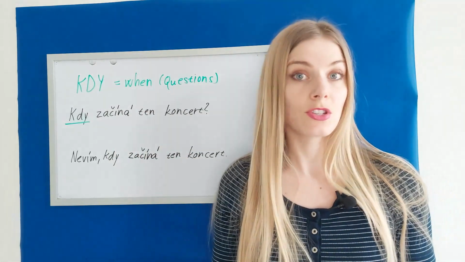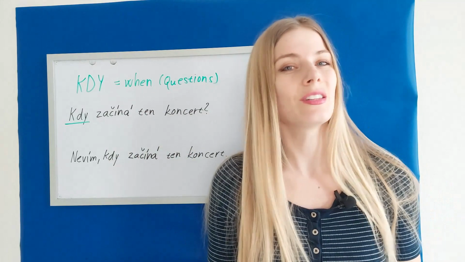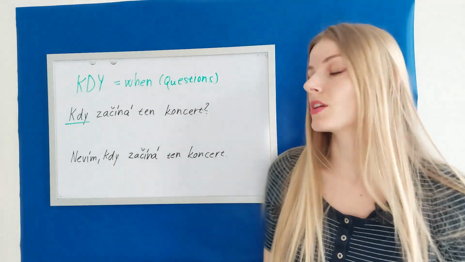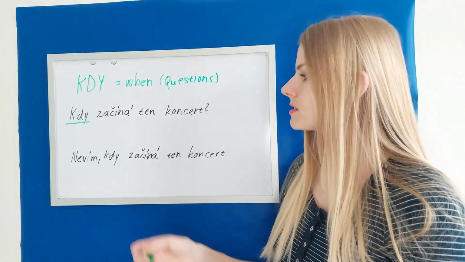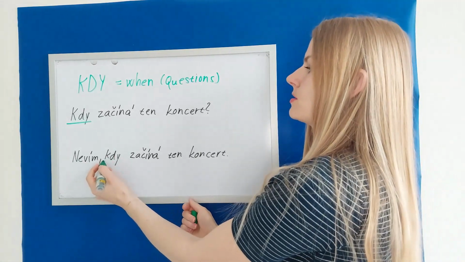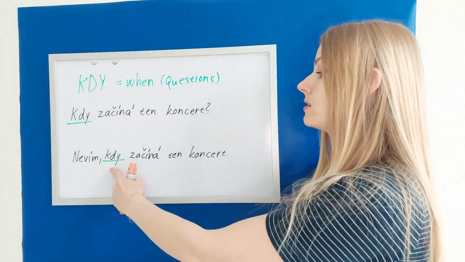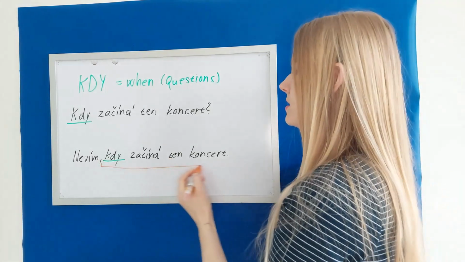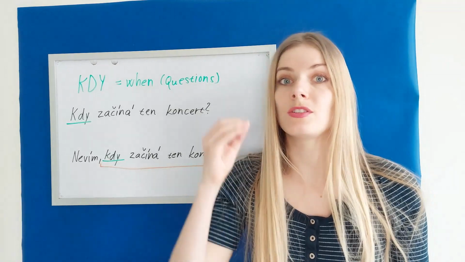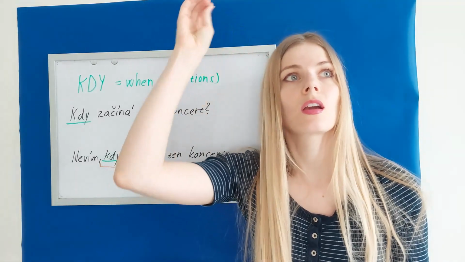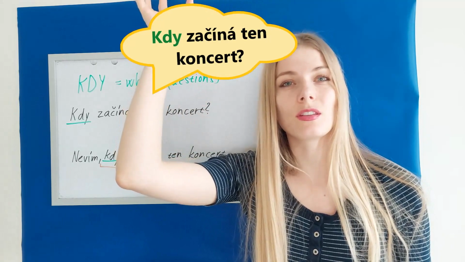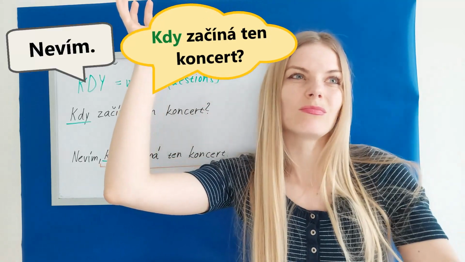However, that question can be also expressed indirectly. Nevím, kdy začíná ten koncert. There is no question mark, but it is still kind of a question. I don't know when the concert begins. The question is right here. It is a question expressed in thought. I'm thinking, when does the concert begin? Kdy začíná ten koncert? Nevím.